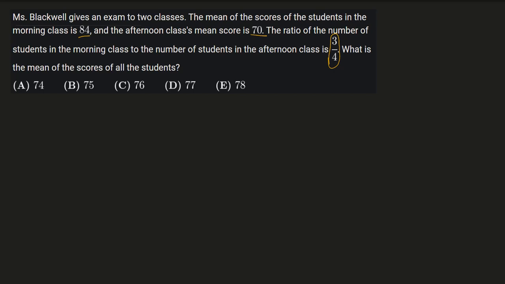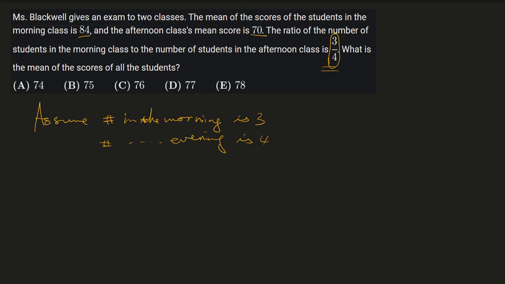For this particular problem, however, especially as a multiple choice problem, we don't have to know the exact number of students because we know the ratio already. We can just use the ratio or the fraction directly. We can just assume the number of students in the morning class is 3, and the number of students in the evening class is 4. And this should give us the correct answer.